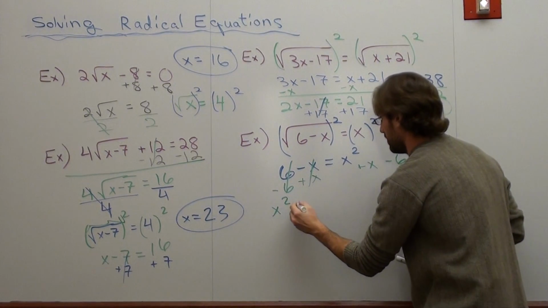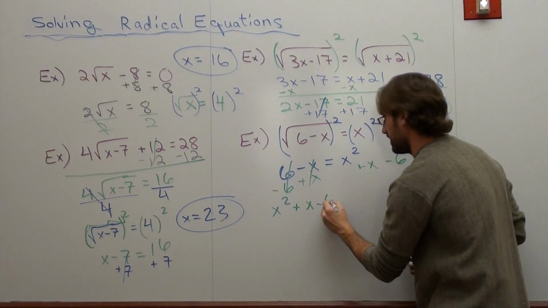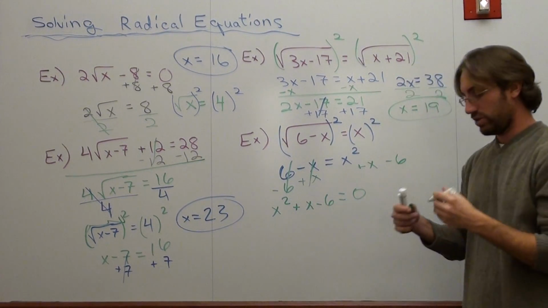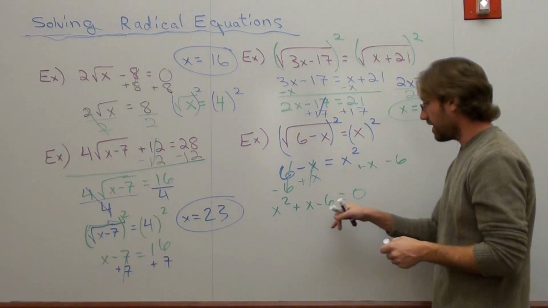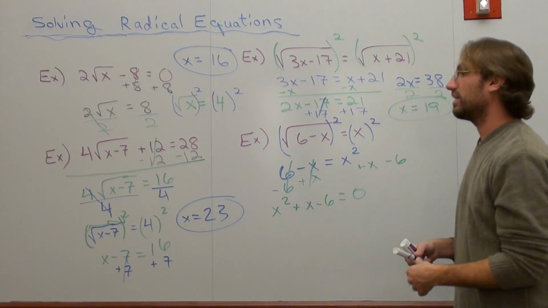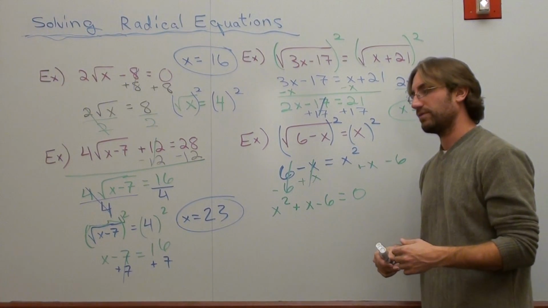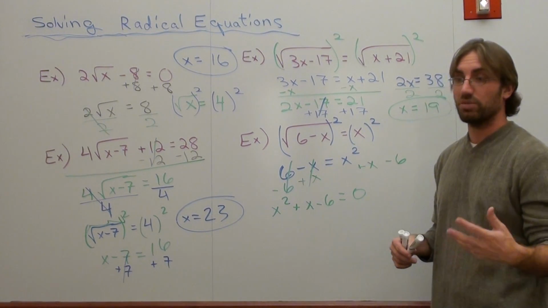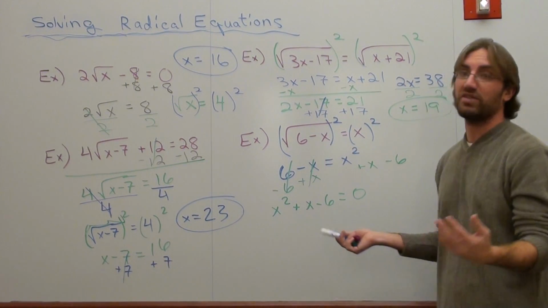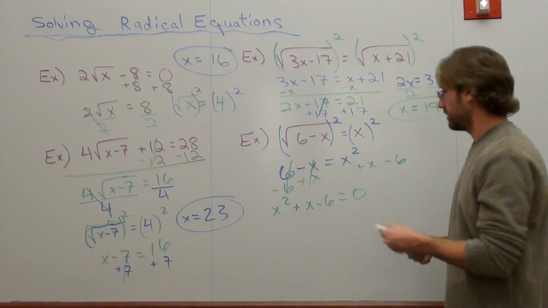X squared plus x subtract 6 equals 0. You can factor that problem. It's got a negative sign there. And if you need a little bit of hints in factoring, go back to your book, ask your teacher. You can actually view my factoring lessons too. That works too.